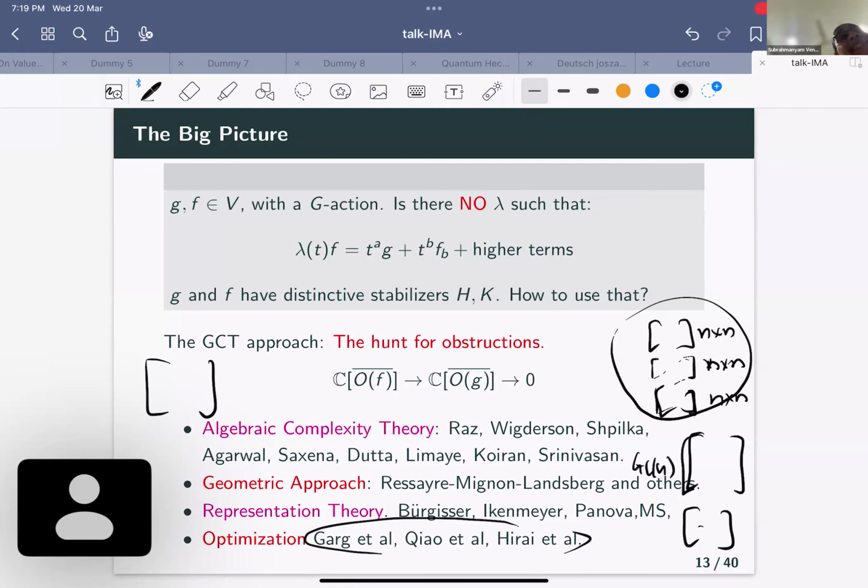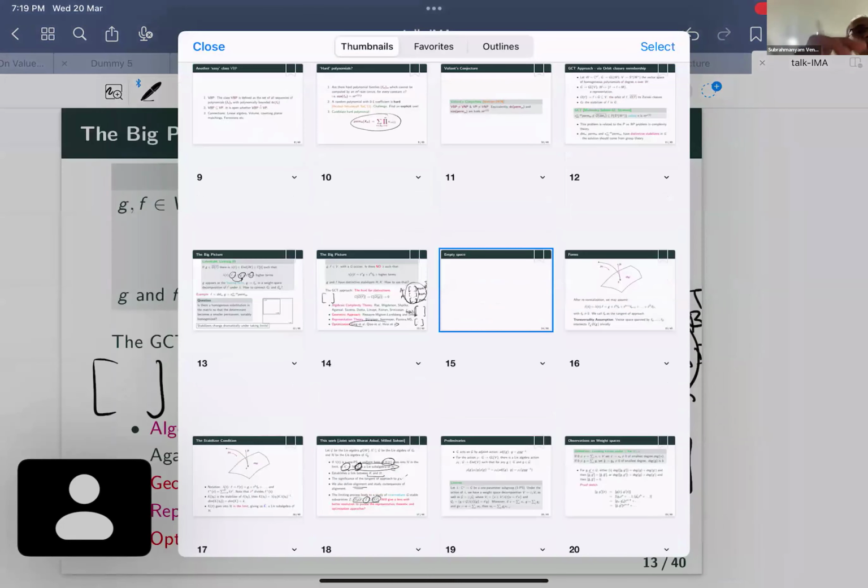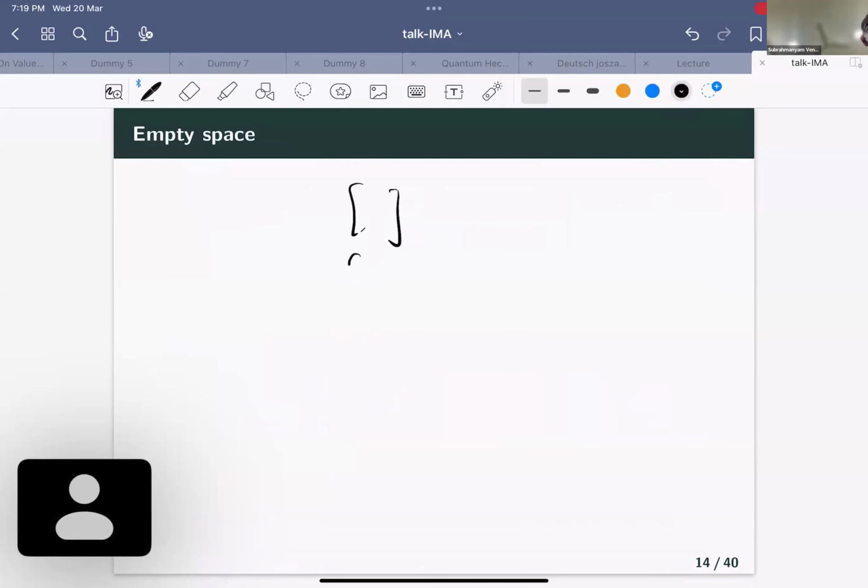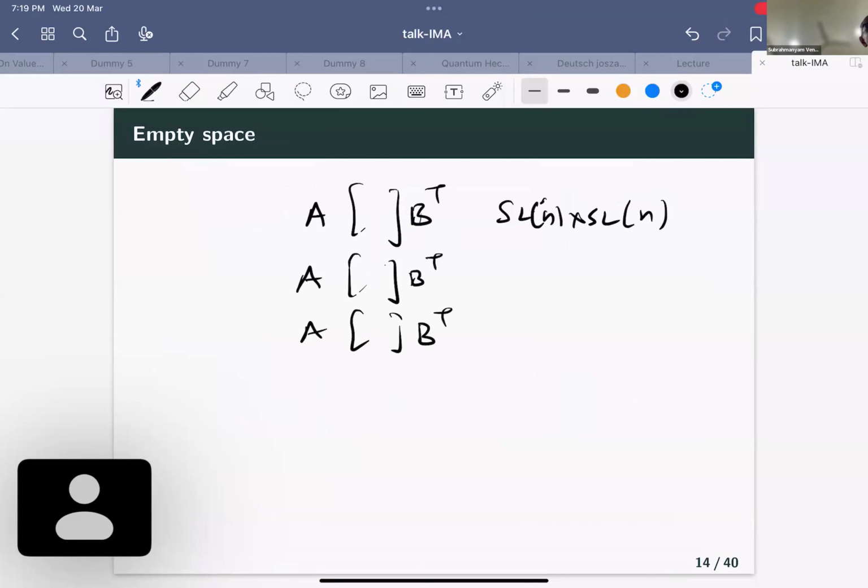I give you a family of matrices. SLN cross SLN is acting on the left and on the right. It is sending a tuple of matrices to another tuple of matrices. Maybe I should write this here. I have a bunch of matrices x1, x2, x3, and SLN cross SLN acting on this, on the left and on the right. I want to know if these matrices can be pushed to all zero matrices via SLN cross SLN action.